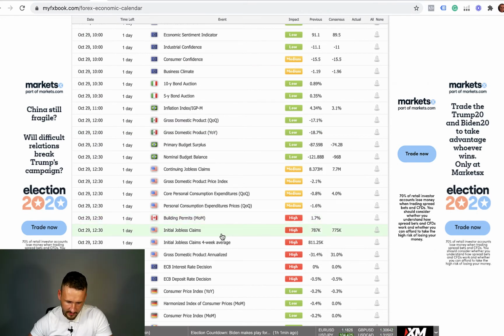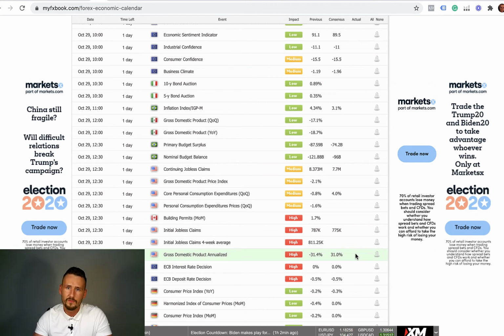Right, so jobless claims, 4-week average, and GDP annualized. What we would be looking at here is what it was previously, so minus 31.4%, and it's supposed to get better. Now, if it's minus 31.4% and it's going up to 31%, that is a huge improvement, and that could have a massive effect on the dollar. Now, it's expected to go to 31%, but it only goes to 1%.